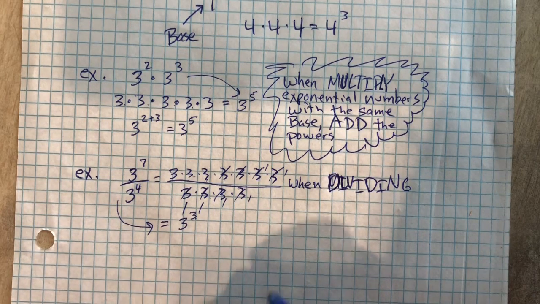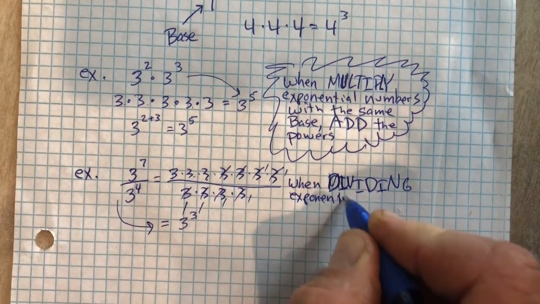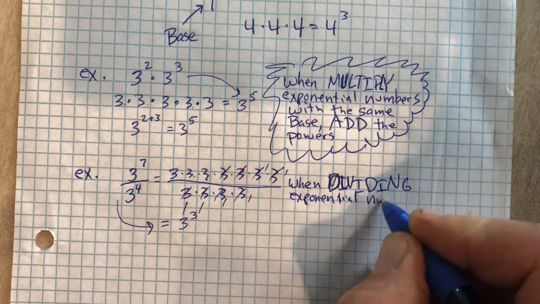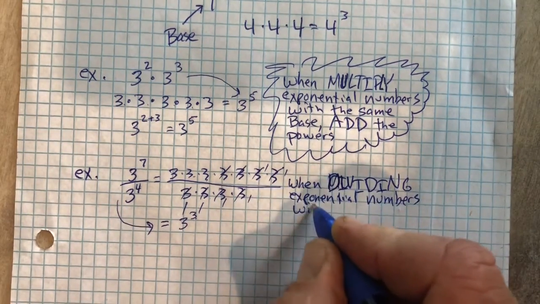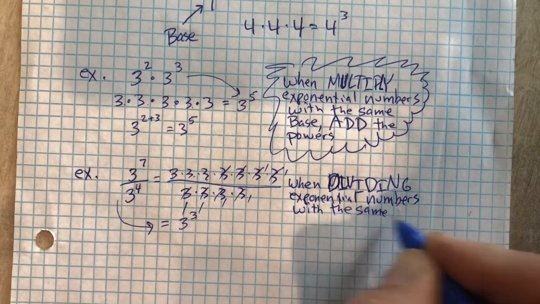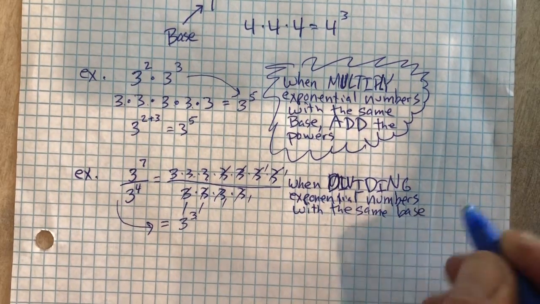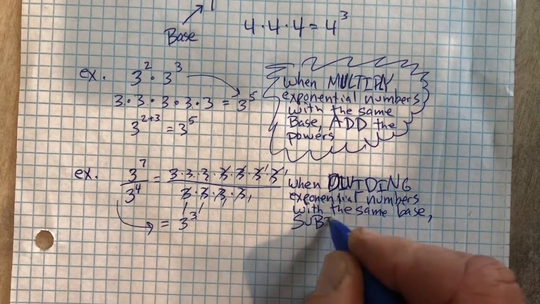So here we go. When dividing exponential numbers with the same base, we can subtract the powers.